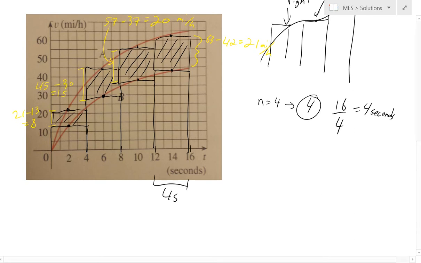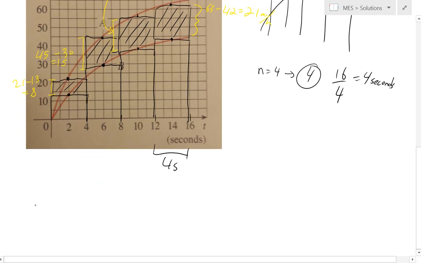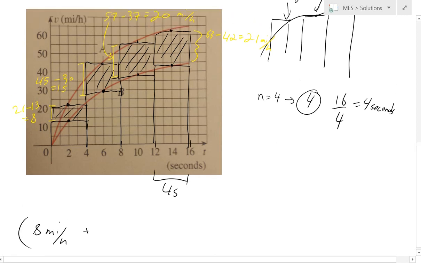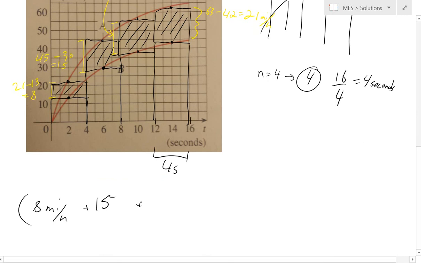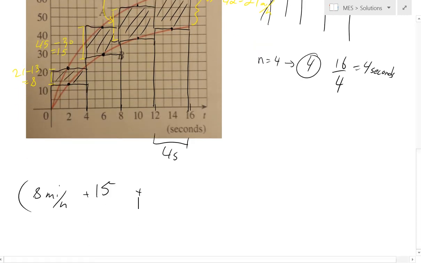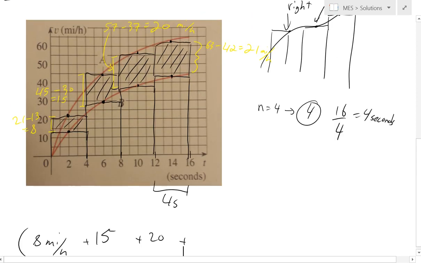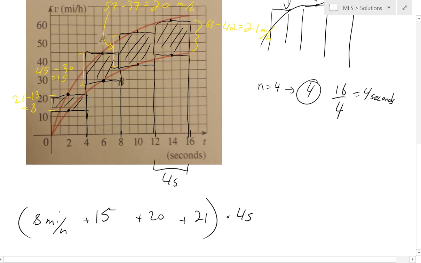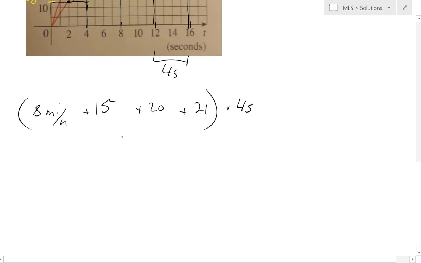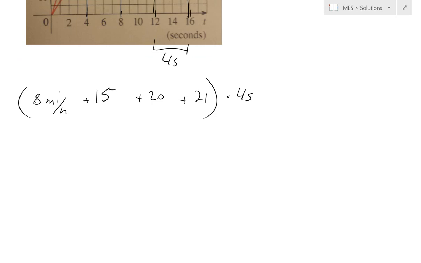Now all we have to do is add up all of these 4 blocks. That's going to be 8 miles an hour multiplied by 4 seconds. So this is 4 seconds. Plus 15, plus 20, plus 21, and then all times 4 seconds. So we're summing up the area of all these rectangles, and when we do this we get 256. But again you have to make sure of the units.